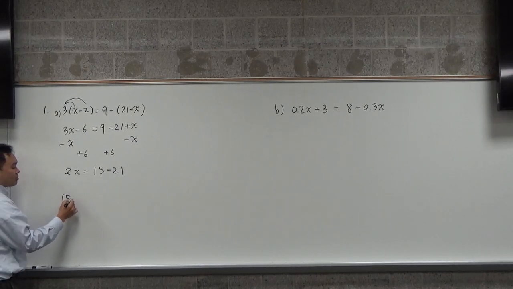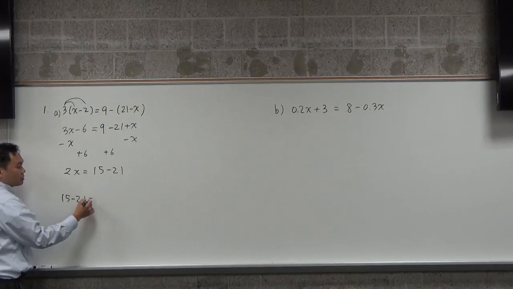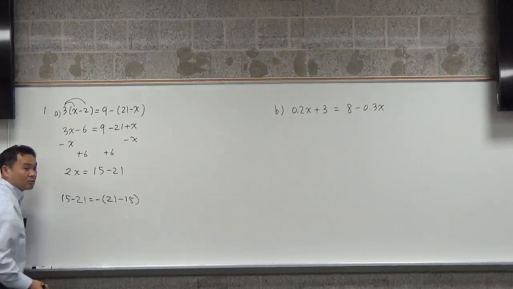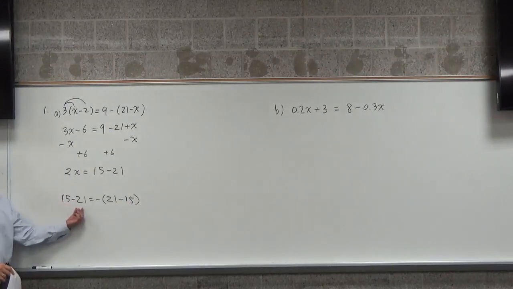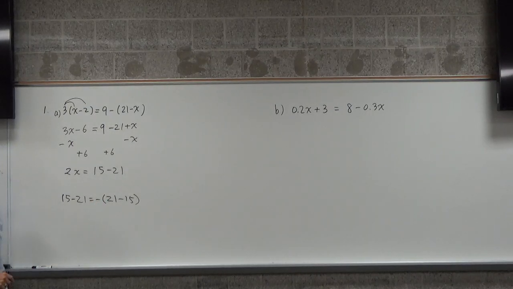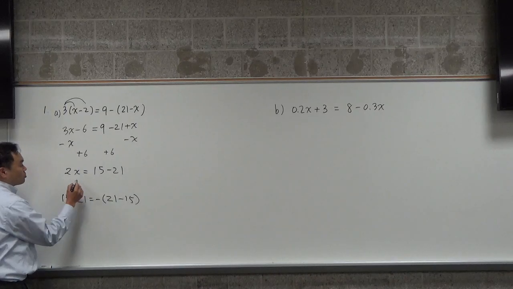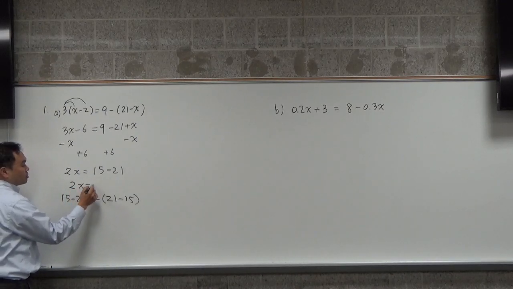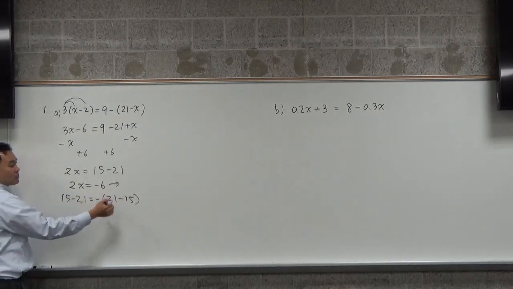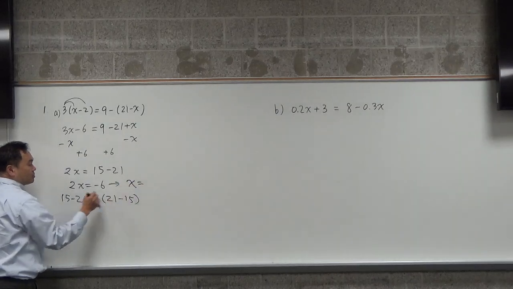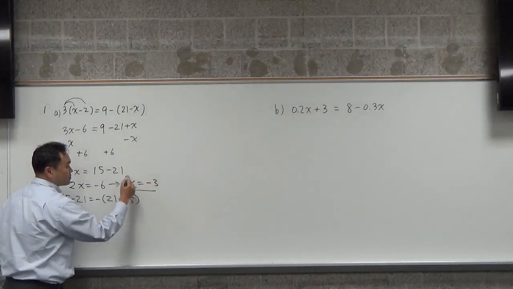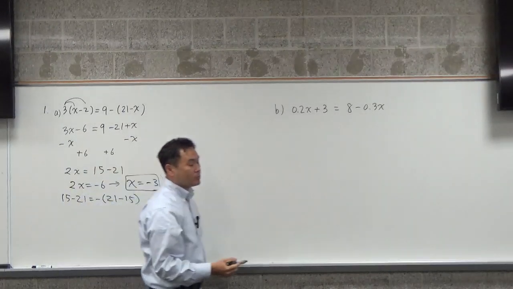When you're subtracting something larger from something smaller, try to think of it as the negative of the larger minus the smaller one. So instead of doing 15 minus 21, think of 21 minus 15, which is 6, and you just put a minus sign. That way you see that 2x is equal to negative 6, and then if you divide both sides by 2, what's the answer? Divide both sides by 2, you get negative 3 as the answer. Okay.